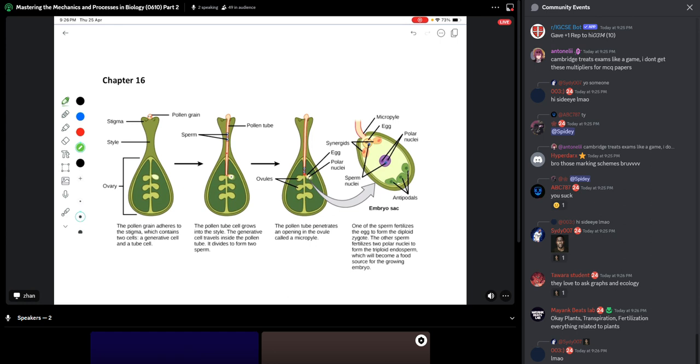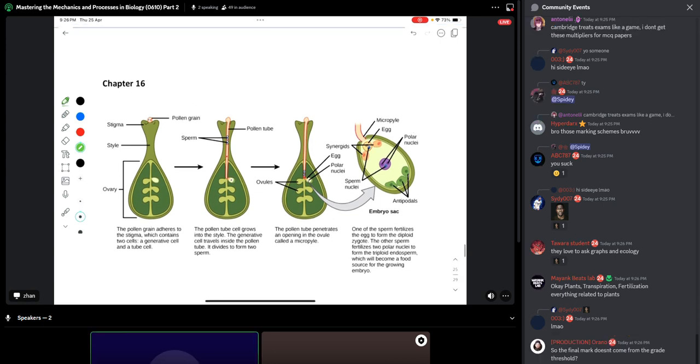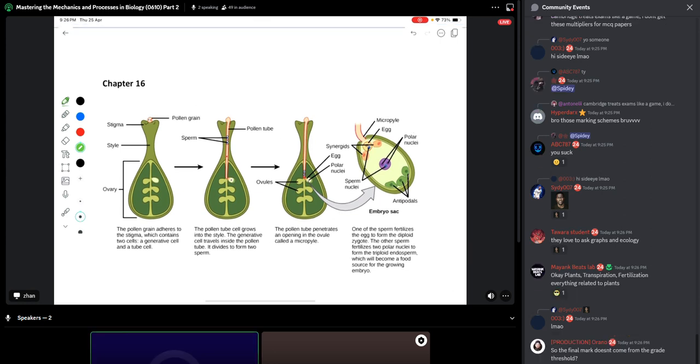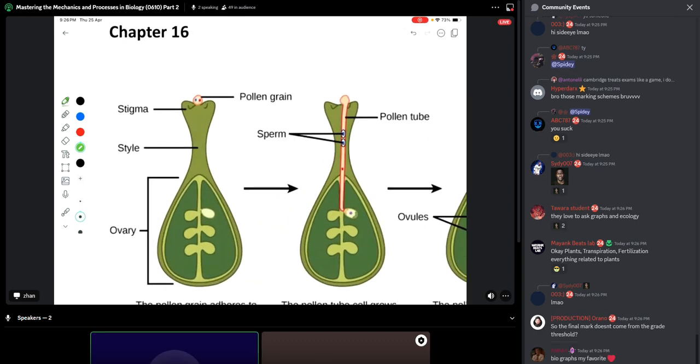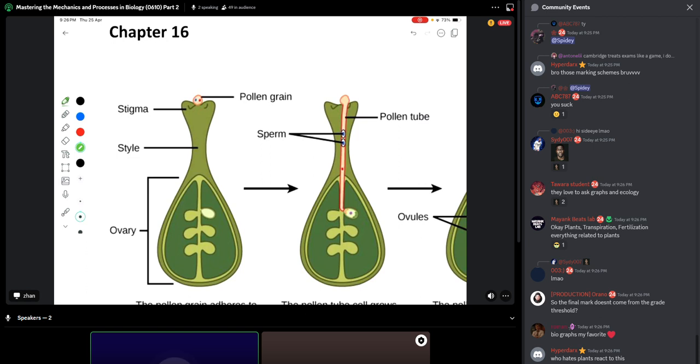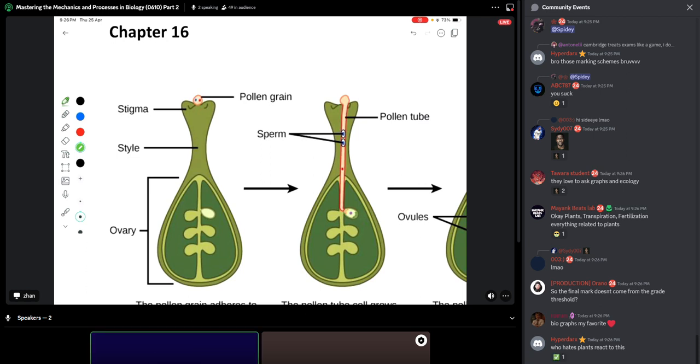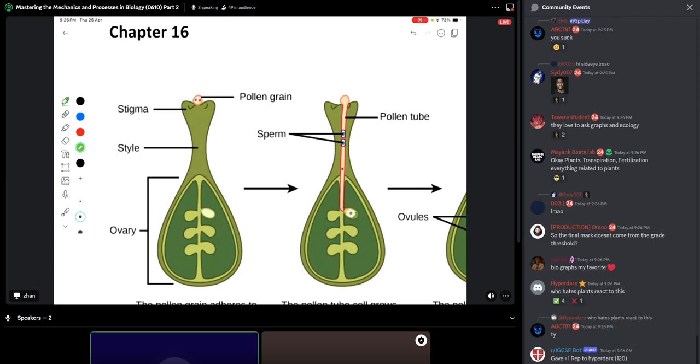Okay, so for fertilization of the plant, it's very simple. The pollen will attach to the stigma. They will attach here.